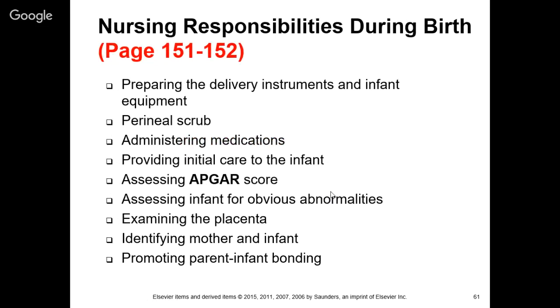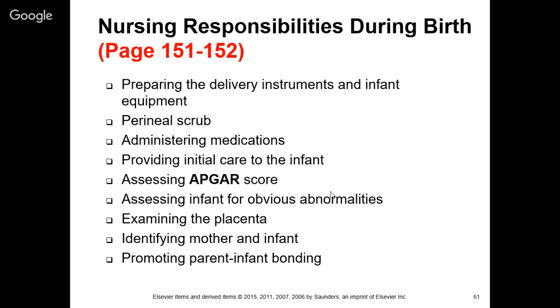So, nursing responsibilities during birth. Get the instruments ready. There's got to be stuff ready for delivery. Perineal scrub. This is usually just a little splash of iodine. There might be some medications. If they're doing a block, the pudendal block, you may need to have those medications ready to hand the OB or midwife, because that will be done right before delivery.